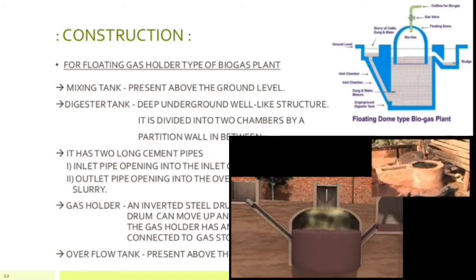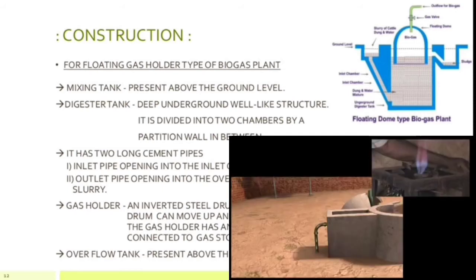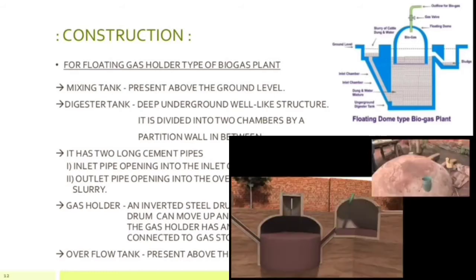Now let us see the construction for the floating gas holder type of biogas plant. Here first of all the mixing tank, it is present above the ground level. Then the digester tank, it is a deep underground well-like structure. It is divided into two chambers by a partition wall in between. It has two long cement pipes. First is the inlet pipe opening into the inlet chamber for introduction of slurry. The second one is the outlet pipe opening into the overflow tank for removal of spent slurry.